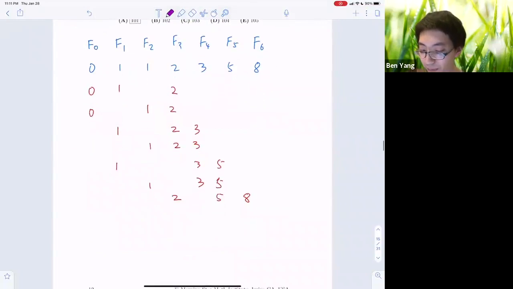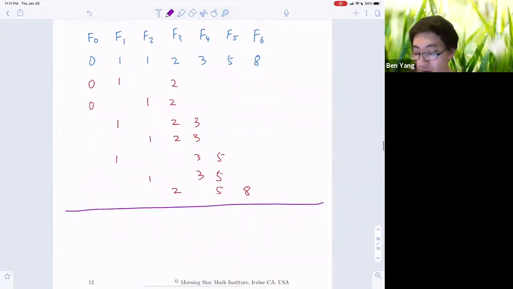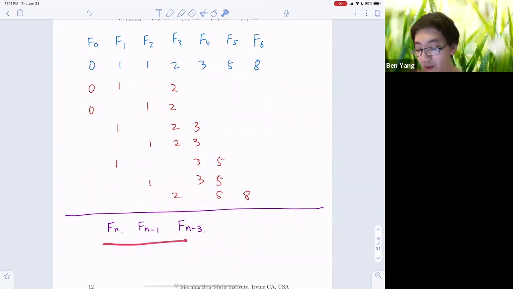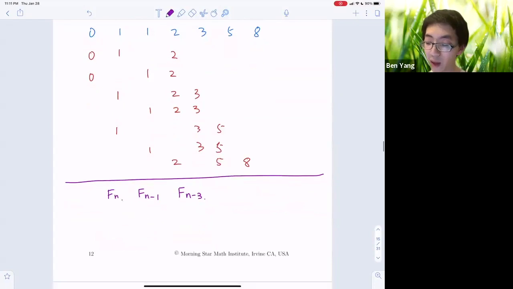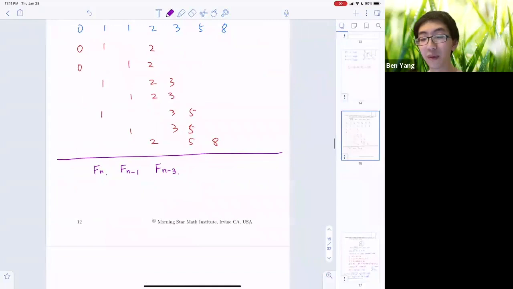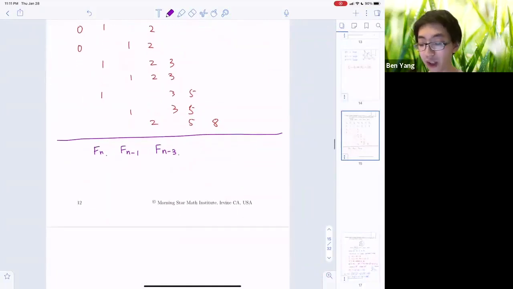So let's show that if we have Fn, Fn minus 1, and Fn minus 3, we skip n minus 2, then we have Fn minus 3. So let's show that these 3 numbers actually form an arithmetic sequence. It's not hard to show that because that simply follows from the definition of the Fibonacci sequence.